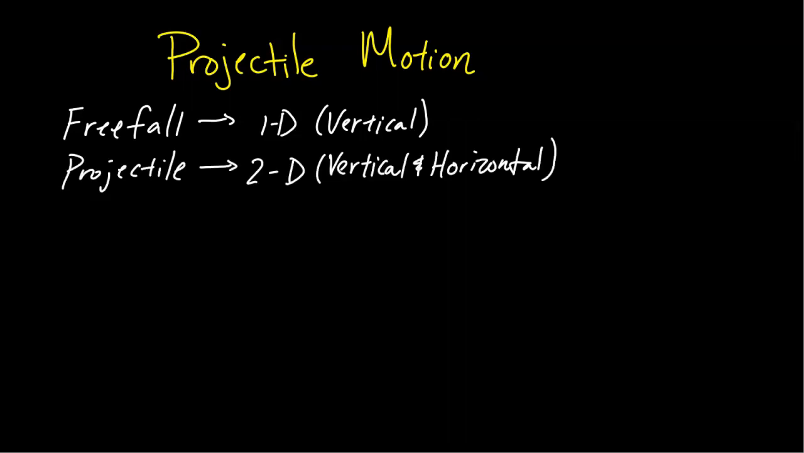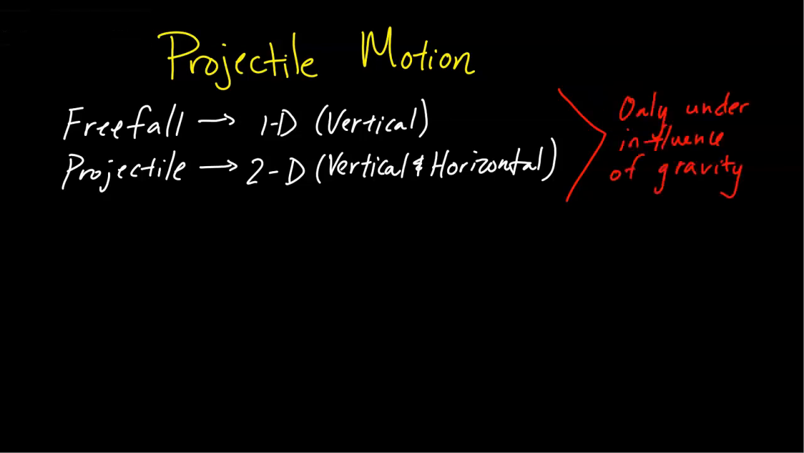In projectile motion, now we're dealing with two dimensions. So something is moving not only up and down, but also left and right. And in both of these situations, the object is moving only under the influence of gravity. Now let's take a look at a situation where we're shooting a basketball. This would be an example of projectile motion.